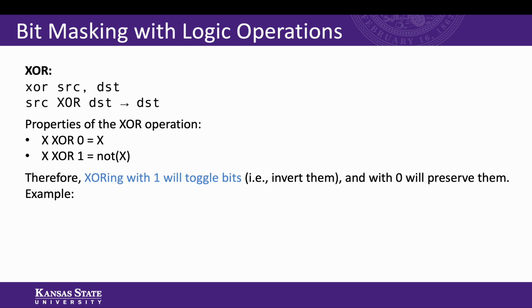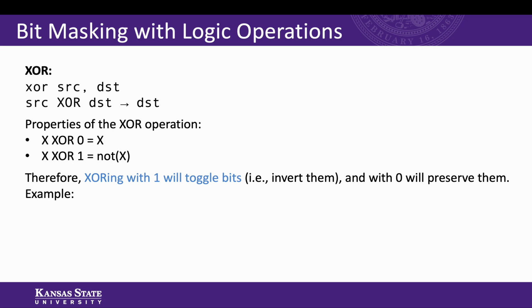Nice. Okay, now let's look at the exclusive OR. Its mnemonic is XOR, and its operand is source, dest. This takes bitwise the bits in source and exclusive ORs them with the bits in destination and stores that into destination, so destination gets overridden.